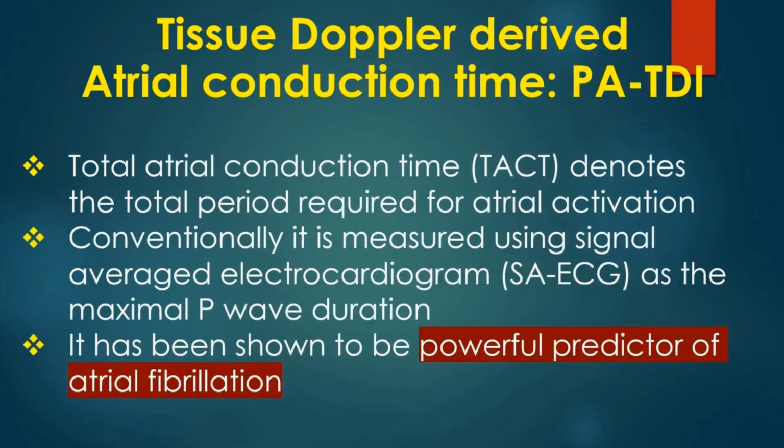81%. Tissue Doppler derived atrial conduction time. Total atrial conduction time denotes the total period required for atrial activation. Conventionally, it is measured using signal averaged electrocardiogram as the maximal P-wave duration. It has been shown to be a powerful predictor of atrial fibrillation.